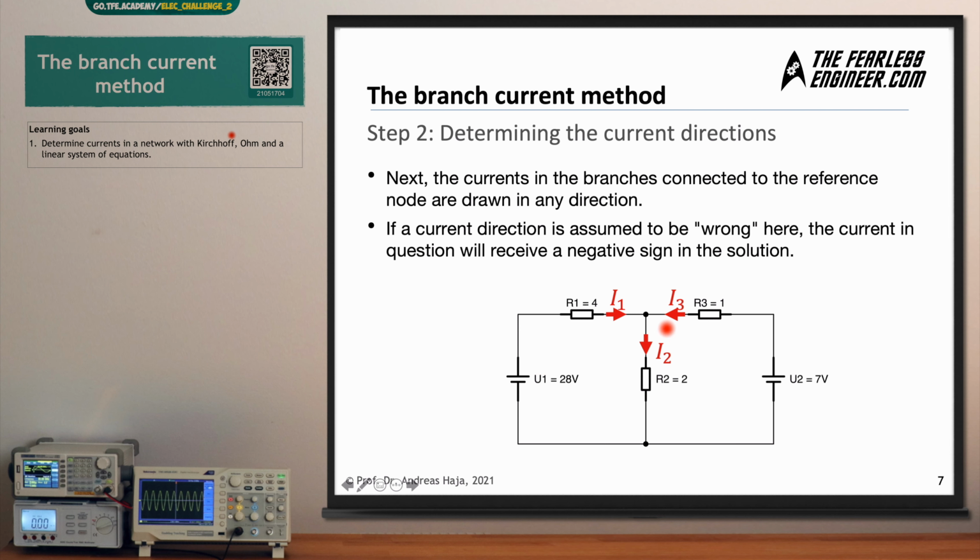So it could well be that I3 is flowing in the opposite direction, but this does not matter at this point. If you assume a current to be flowing in the wrong direction, then in the resulting solution of the linear equation system, this will simply have a negative sign, and you will know that even though you have assumed the current I3 to flow from right to left, it's actually in reality flowing in the opposite direction. So no matter what, you can simply assume current directions as you wish in this second step.